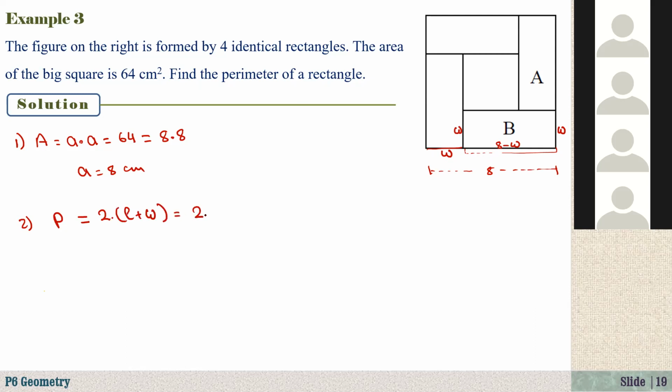Okay, Turan, can you tell me what is the length of this rectangle? We're talking about one of these, right? What is its length? It's 8 minus W, right? Yes. Plus, and here we have one more plus W. And what is minus W plus W? It is 0. So here we have 2 times 8. So the answer is 16 centimeters.